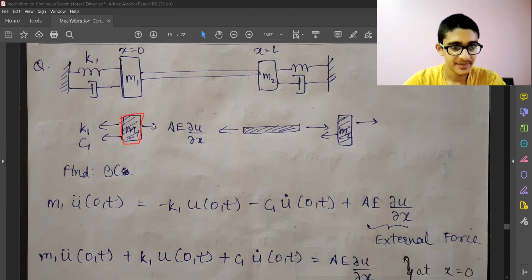So this is the first mass. It has an internal force from the rod, which is acting in the plus x direction, which is AE del u by del x. This is the spring force. This is the damping force. And for the other mass, we'll have the spring force, damping force, and the internal force of the bar, which is acting as a reaction force on the mass.